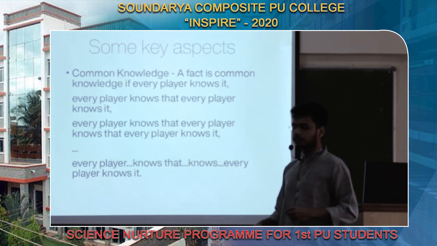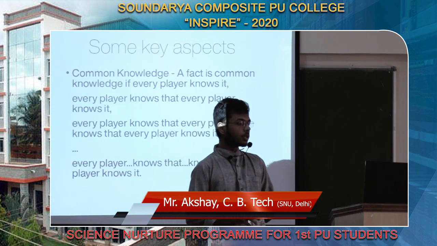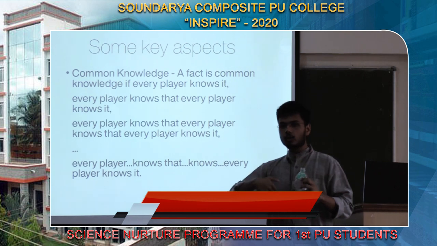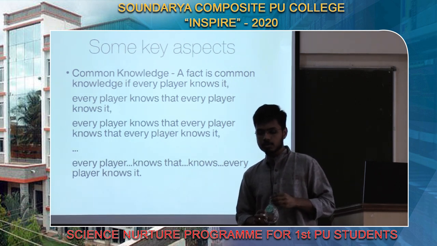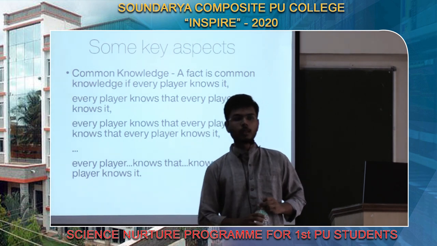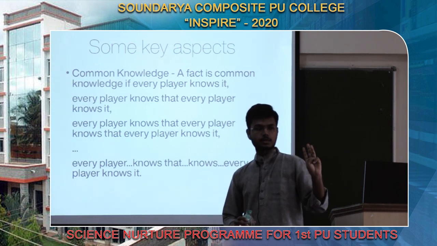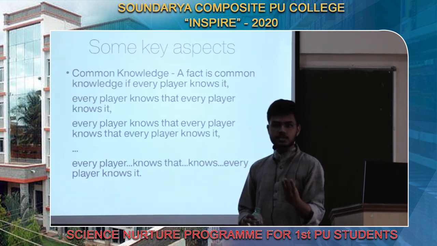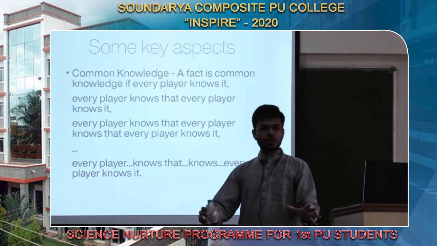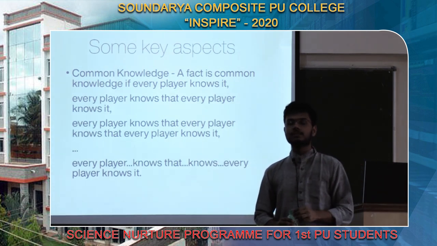What it means is, if a fact is known in the game and you call it common knowledge, it means you know that I know that fact. So in rock, paper, scissors, there are three actions, rock, paper, and scissors. And this is common knowledge. What does it mean? It means that if you and I are playing, you know that I know that three actions exist. And I know that three actions exist. And you know that I know that you know that three actions exist. So everybody knows that everybody is aware of everything in the game. That is common knowledge.